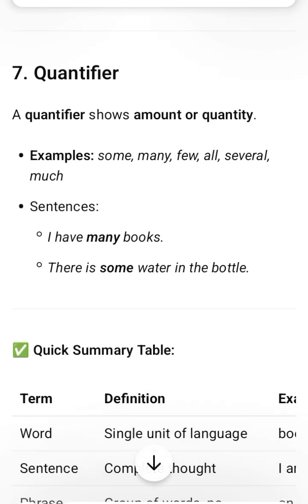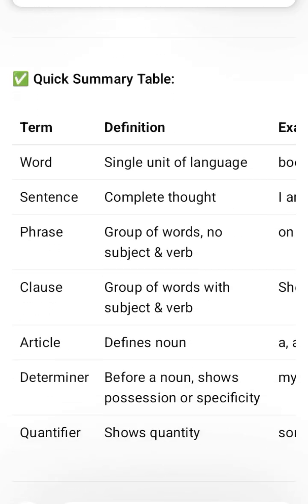7. Quantifier. A quantifier shows amount or quantity. Examples: some, many, few, all, several, much. Sentences: I have many books. There is some water in the bottle.